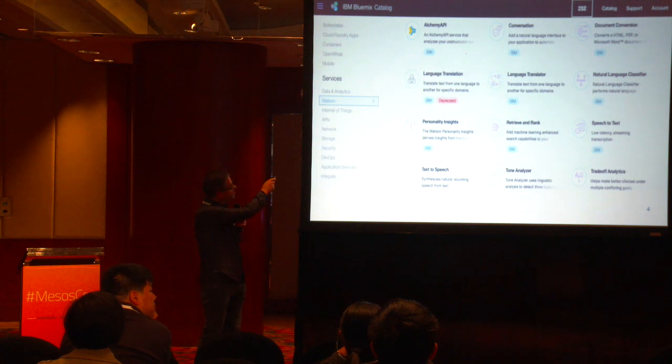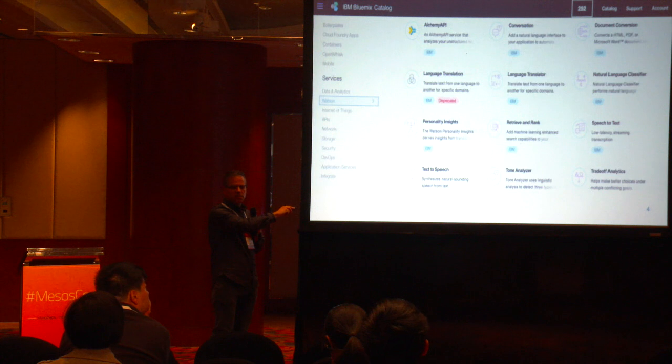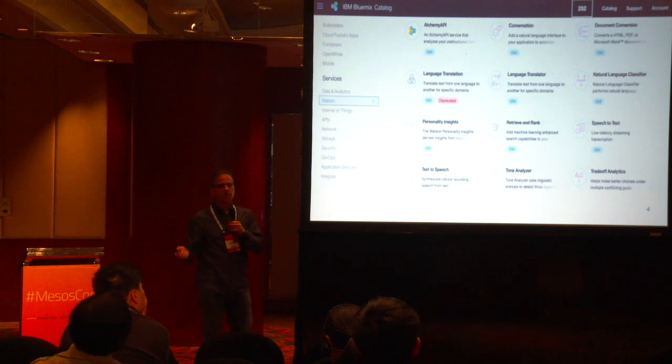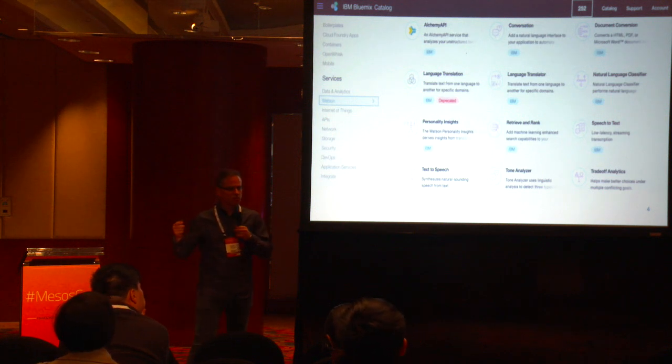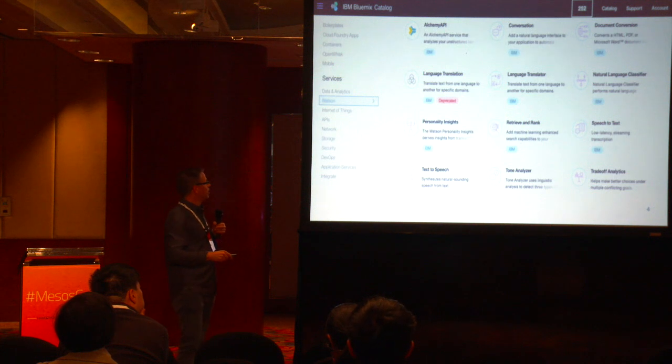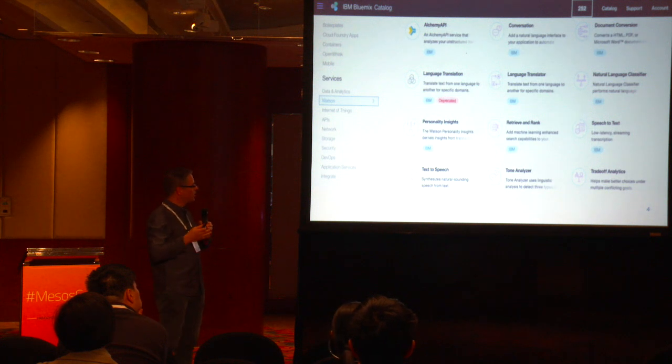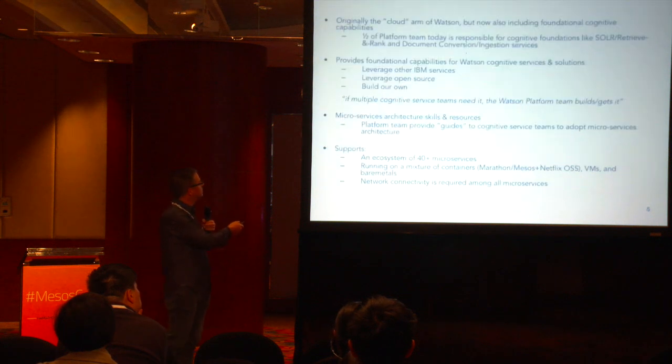So under Watson, you'll see the services, and this is the PaaS. There are 16 services there now, but there are a lot of things coming all the time. It's been developing very rapidly. A lot of these services are currently running on Mesos, and we are working on trying to get everything running on one platform. That work is still in progress.